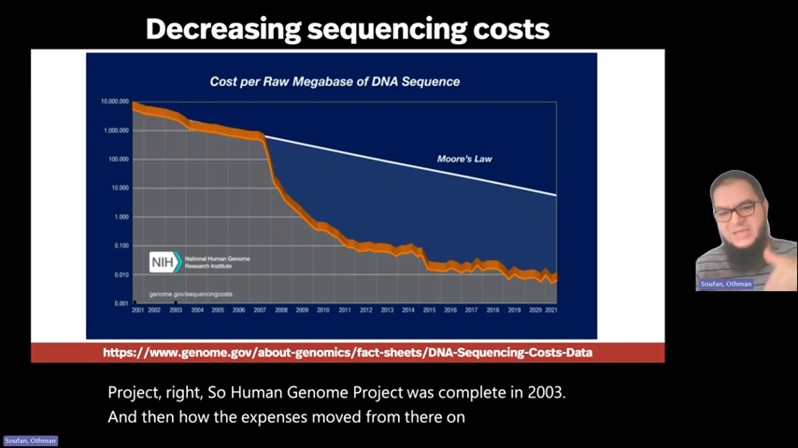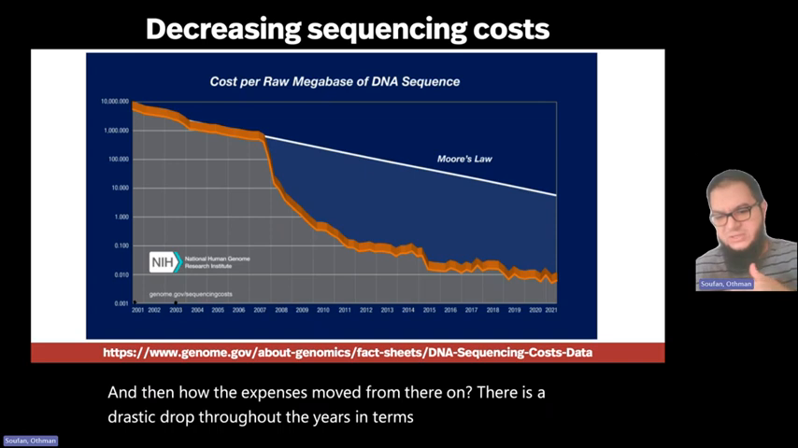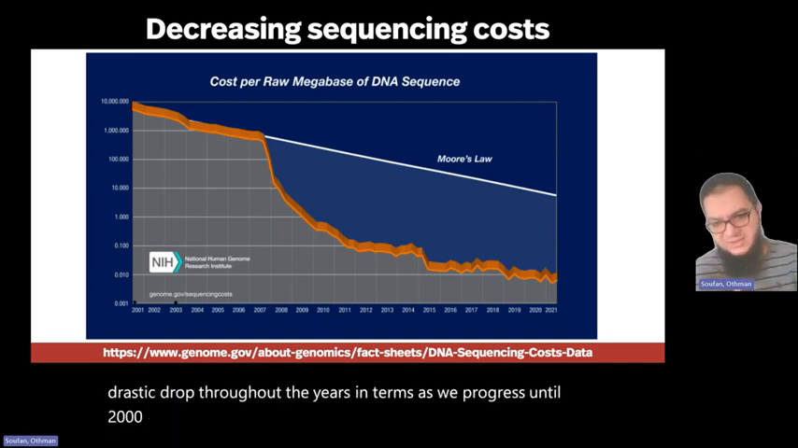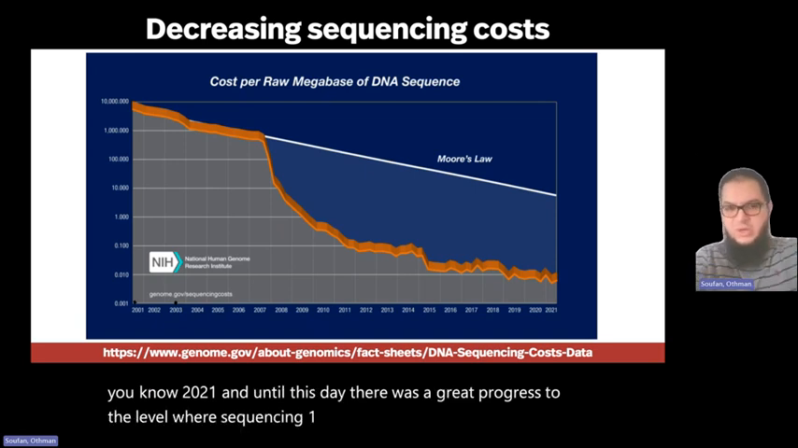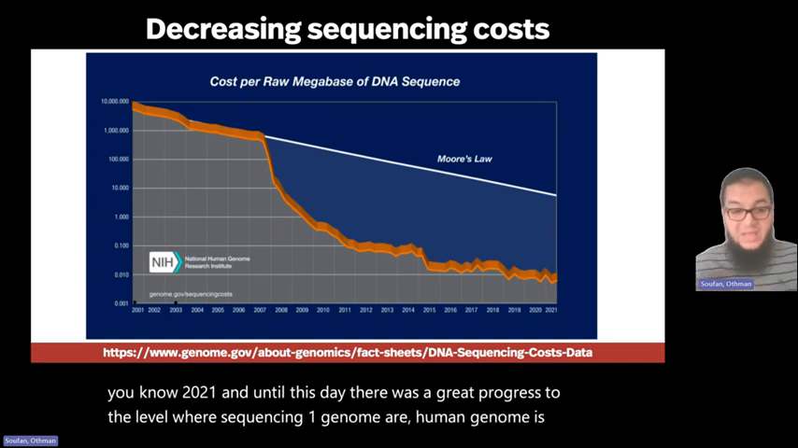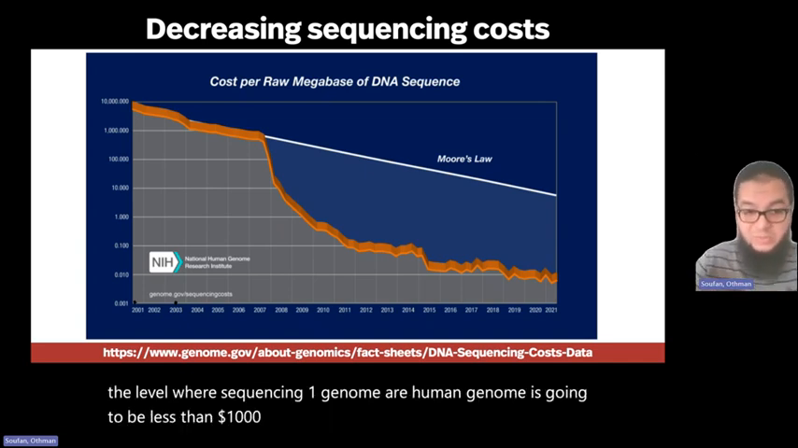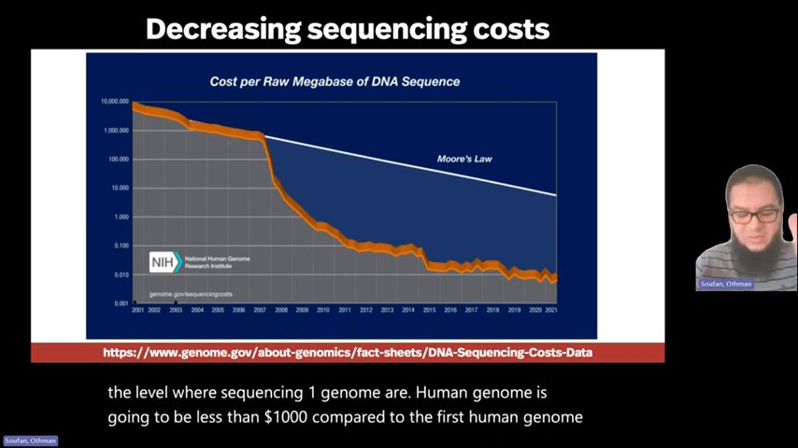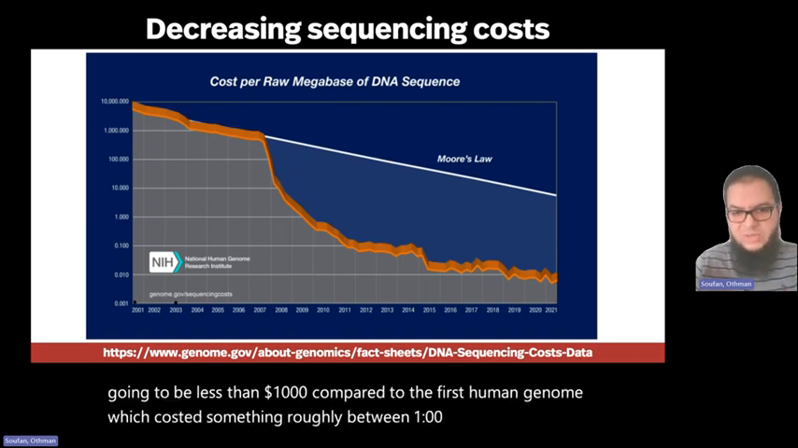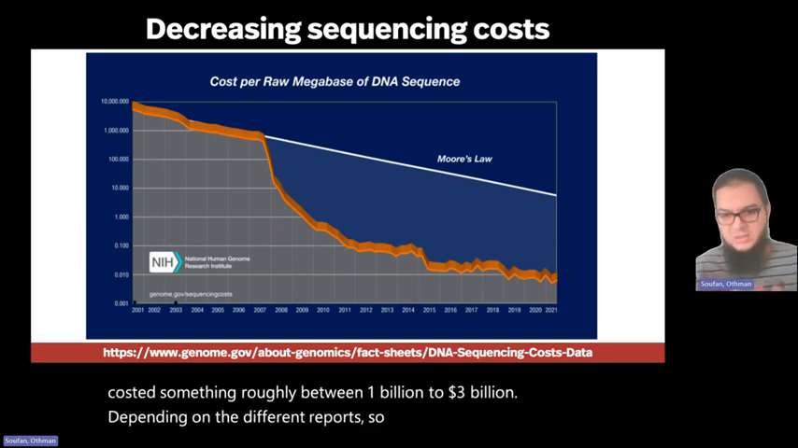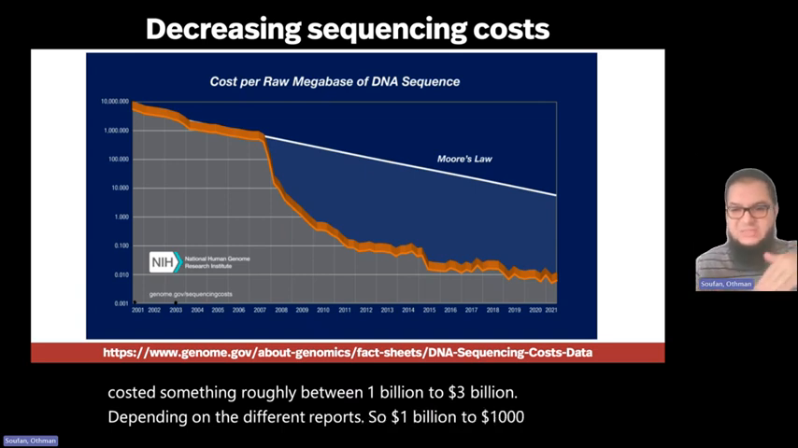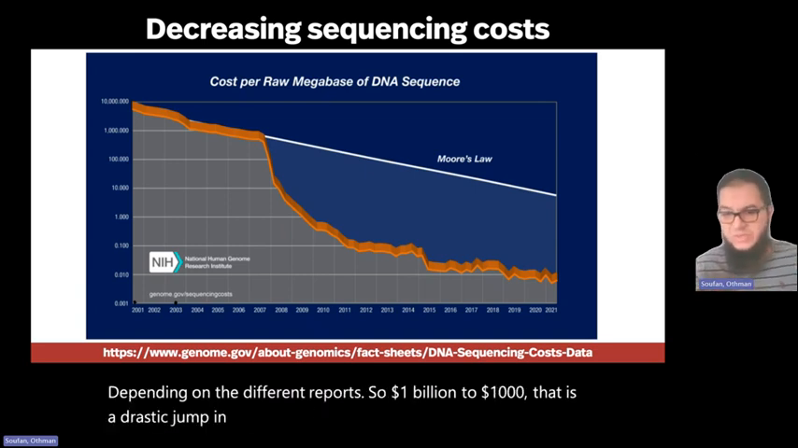There is a drastic drop throughout the years as we progress until 2021, and until this day there has been great progress, to the level where sequencing one human genome is going to cost less than $1,000, compared to the first human genome, which cost roughly between $1 billion and $3 billion, depending on the different reports. So $1 billion to $1,000, that is a drastic jump in a matter of roughly 20 years.